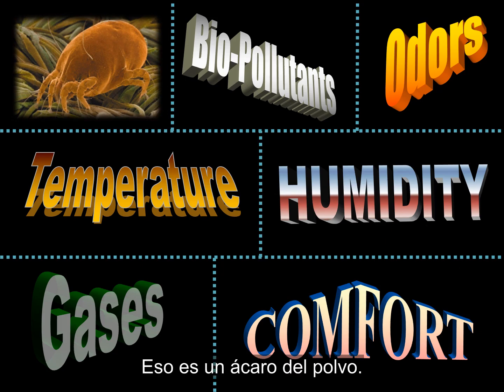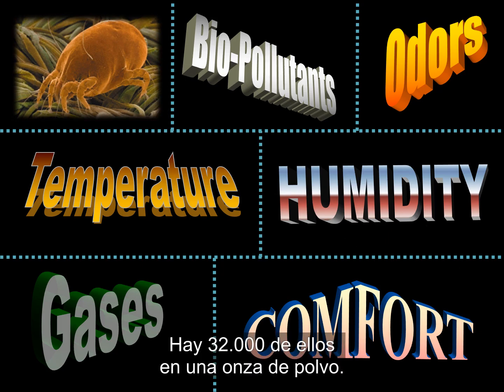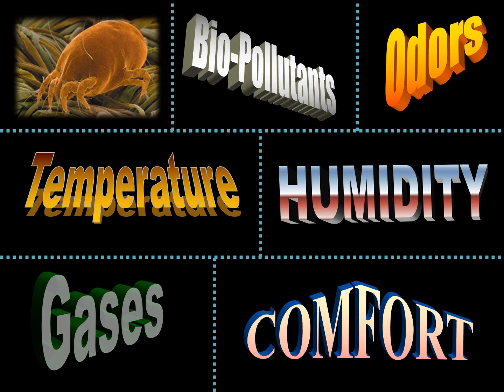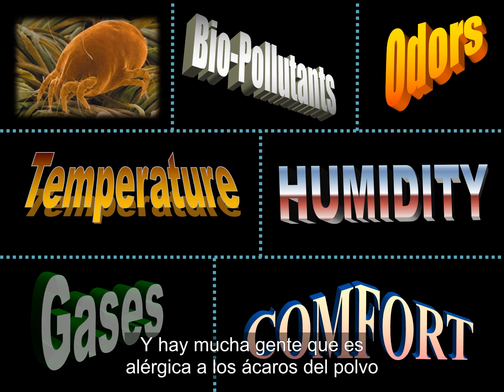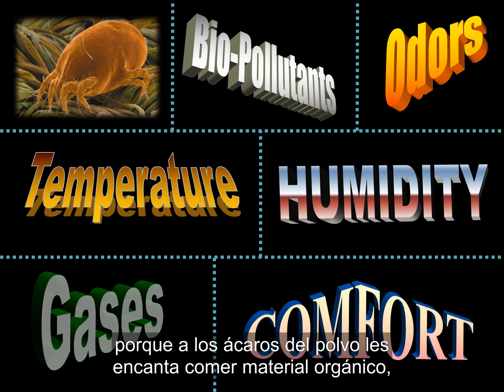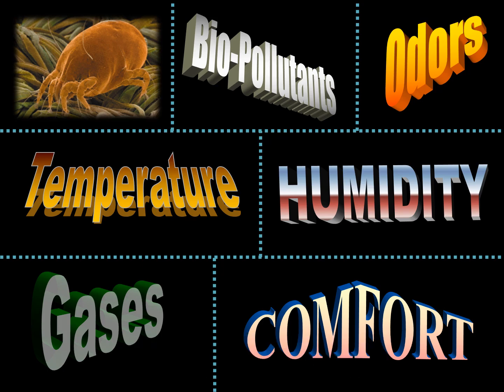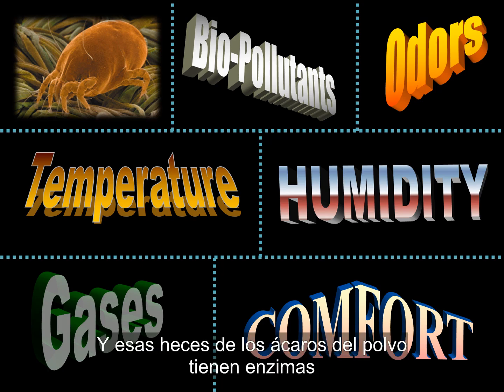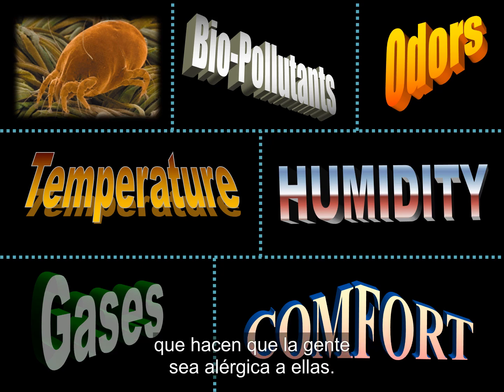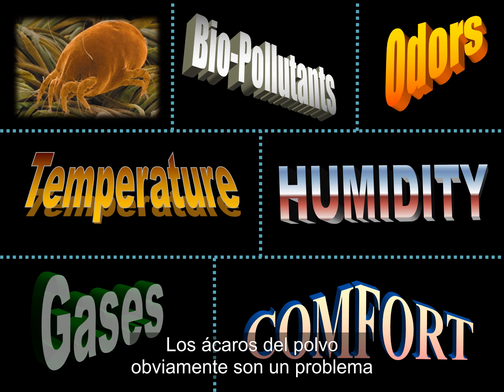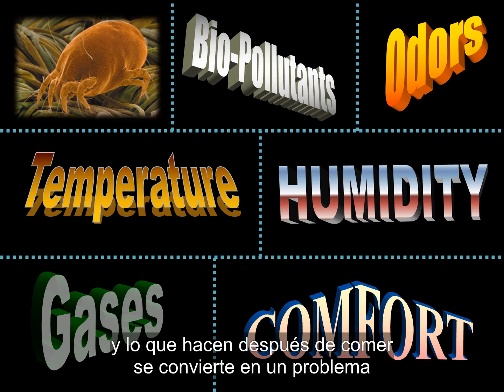Particles. That's a dust mite. 32,000 of them on an ounce of dust. And there are a lot of people who are allergic to dust mites because dust mites love to eat organic material, dead skin. And when they eat that dead skin, they do what other animals do, and that becomes aerosolated. And that dust mite feces has enzymes in it that makes people allergic to it. And so dust mites obviously are a problem, and what they do after they eat becomes a problem.